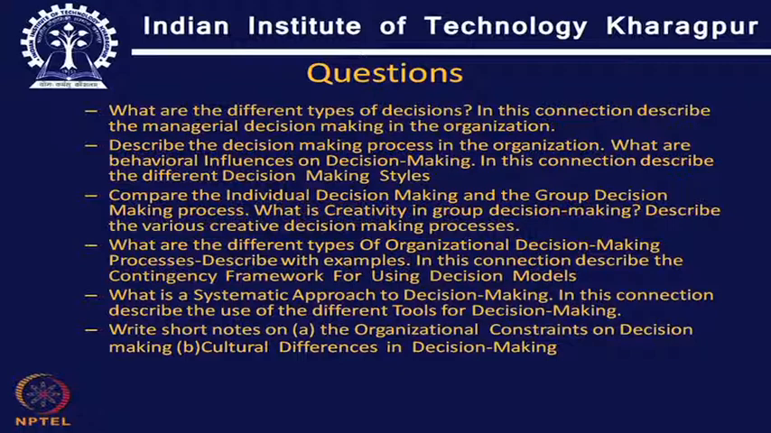In this connection, describe managerial decision making in the organization, describe the decision making process in the organization, and what are the behavioral influences on decision making. In this connection, describe the different decision making styles, compare individual decision making and group decision making processes, what is creativity in group decision making, describe the various decision making processes, creative decision making processes. What are the different types of organizational decision making, and in this connection describe the contingency framework for using decision models.